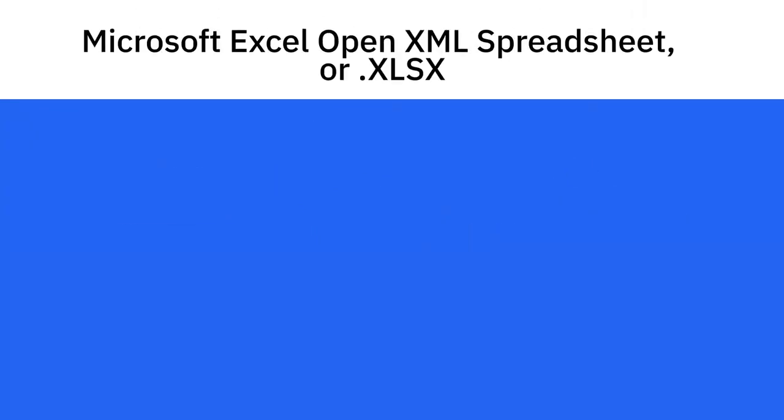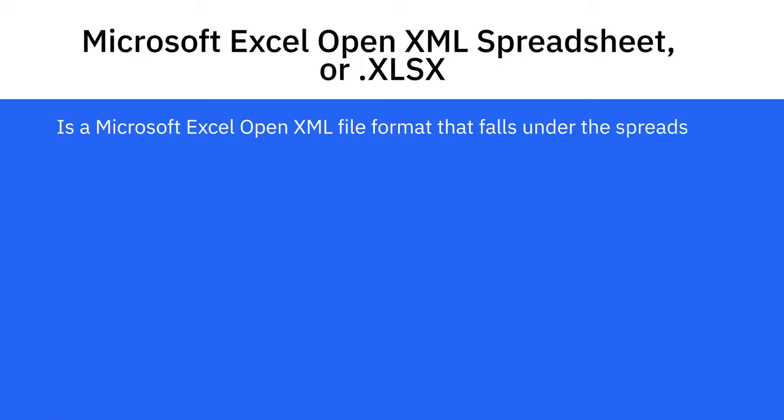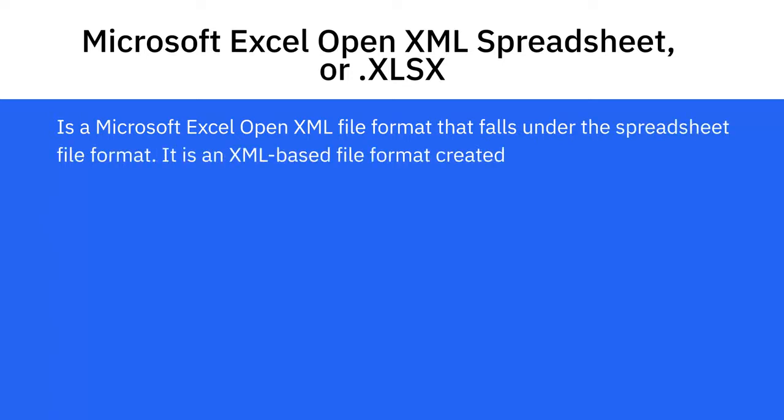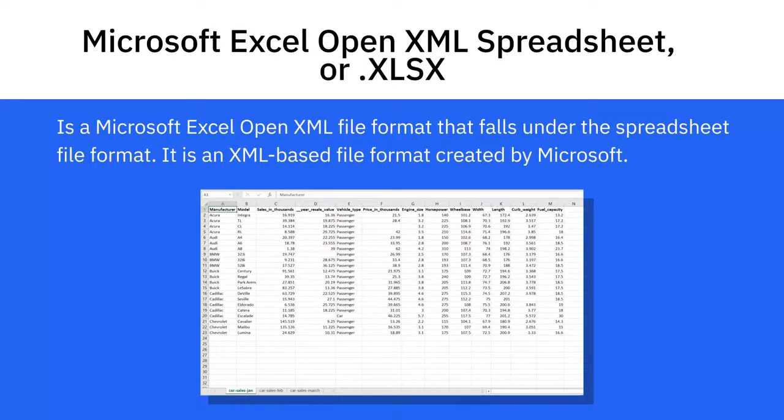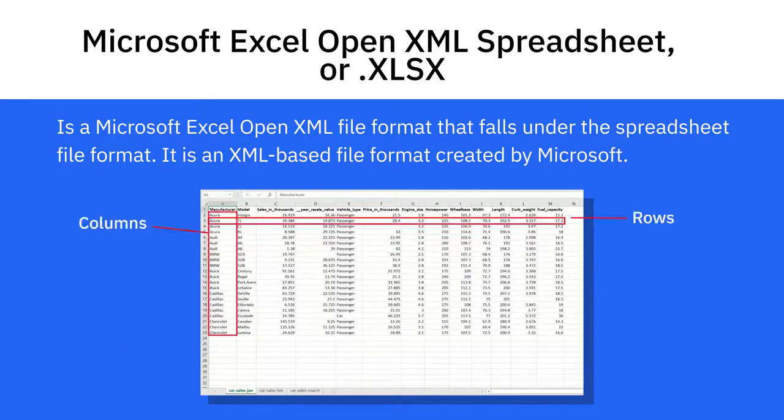Microsoft Excel Open XML Spreadsheet, or XLSX, is a Microsoft Excel Open XML file format that falls under the spreadsheet file format. It is an XML-based file format created by Microsoft. In an XLSX, also known as a workbook, there can be multiple worksheets, and each worksheet is organized into rows and columns, at the intersection of which is the cell.